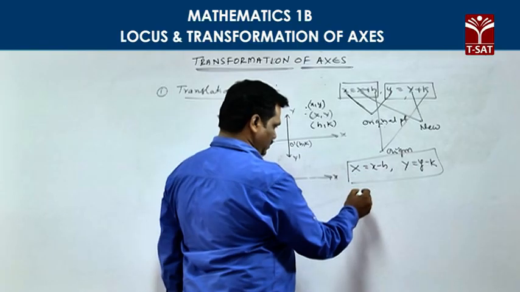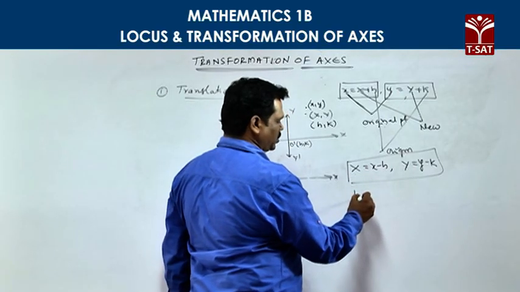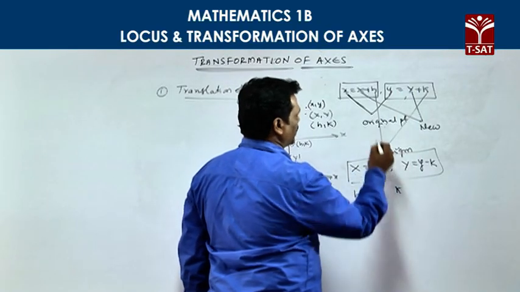So here we have to find the origin (h, k). H is equal to what, and k is equal to what here?